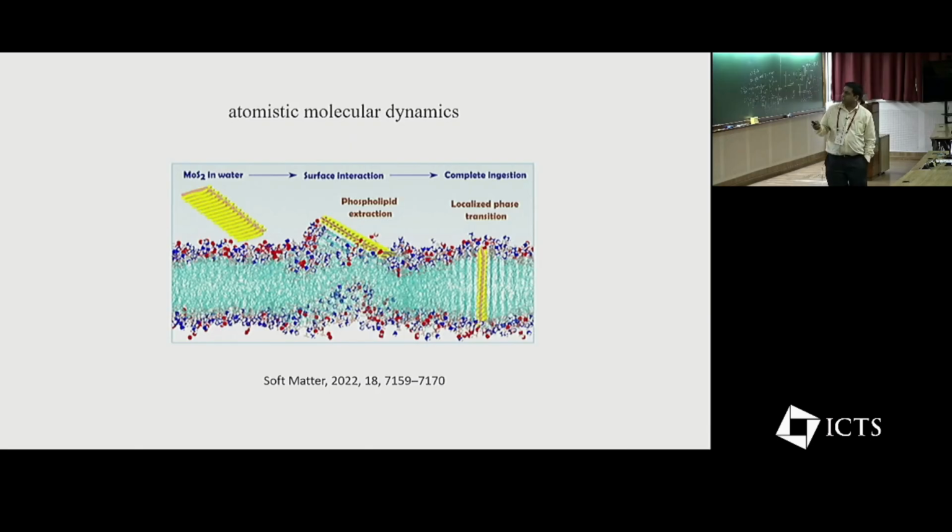Band structure I have not put in, but the band gap I have listed for the nanoflower. It is around 2.8 electron volts. Yes, yes, it can be tuned.